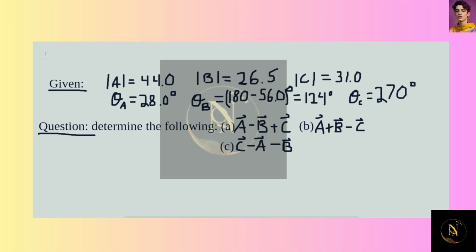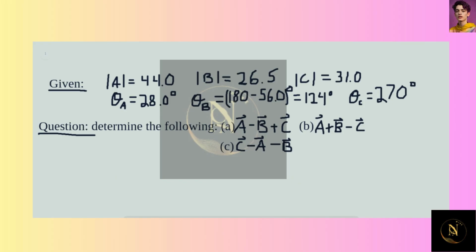So we're given that the magnitude of vector A is 44, the magnitude of vector B is 26.5, and the magnitude of vector C is 31. The angle of A with respect to the x-axis, starting at 0 degrees on the right side of the x-axis and going up, is 28 degrees. B shows 56 degrees, but that's from the minus x-axis, so that's actually 180 minus 56, which is 124 degrees. And so that's theta B.